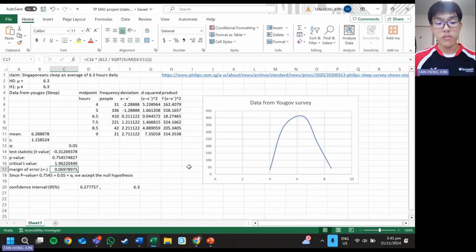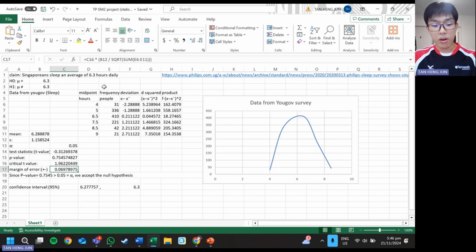The null hypothesis represents the assumption that there is no significant difference in the population from what we already know. In this case, the null hypothesis is that the mean sleep time for Singaporeans is 6.3 hours. We start with the assumption that the claim is true because we need to test whether any observed difference in sample data is simply due to random chance or if the difference is large enough to suggest a real difference. The null hypothesis is the default assumption that we try to disprove with the sample data.